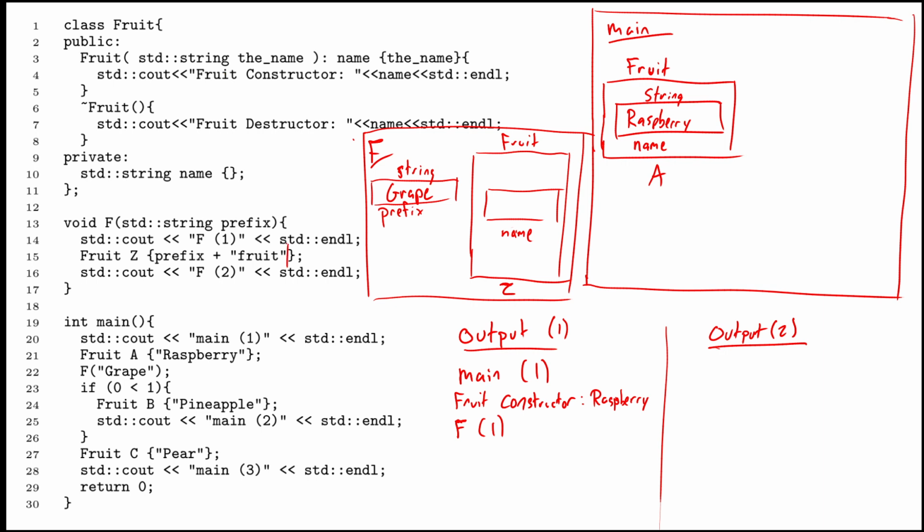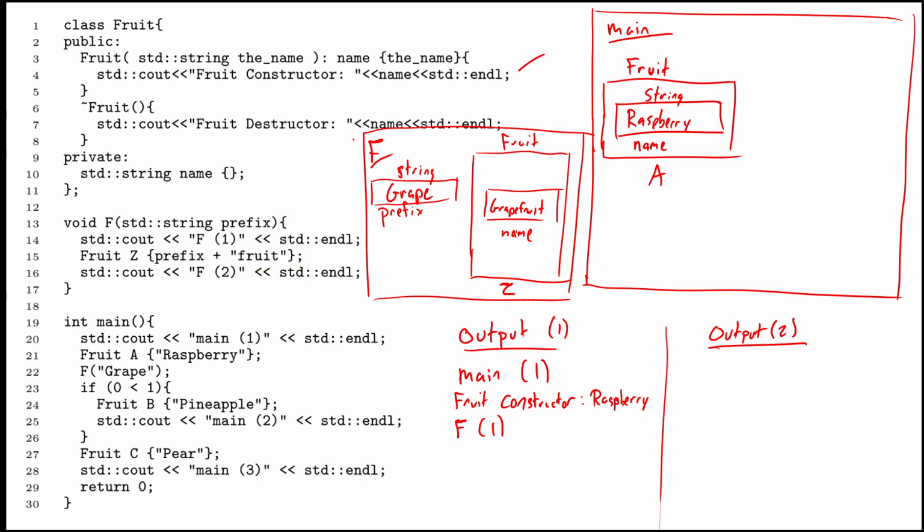Before I do that, I have to compute the argument to the constructor here on line 15. Well, the argument is prefix plus fruit, so prefix is grape, so I'm going to pass in grapefruit. And I recall that what I pass into the constructor just becomes the name of the object. So I don't need to draw the box for the constructor because I've done it once and I've concluded the constructor is simple enough that I don't need to.